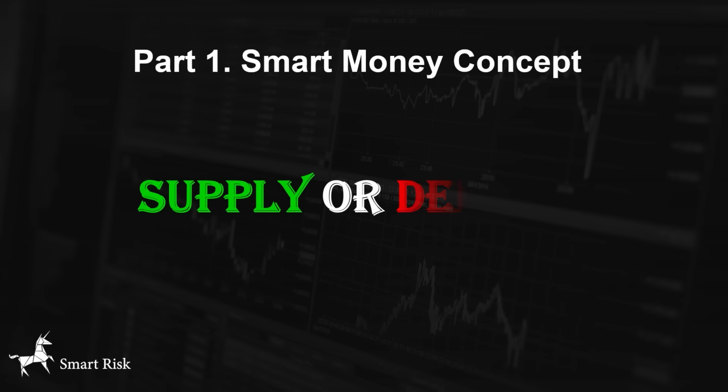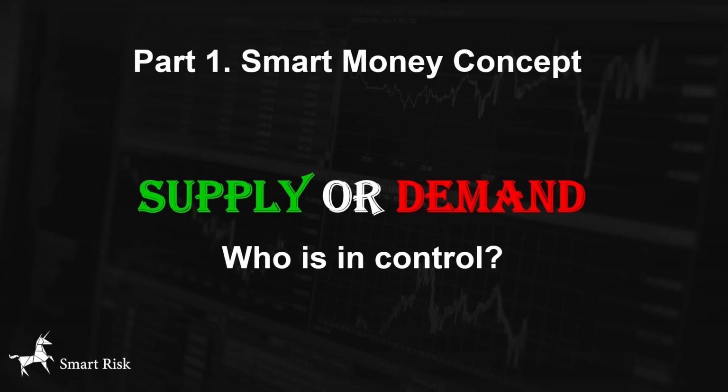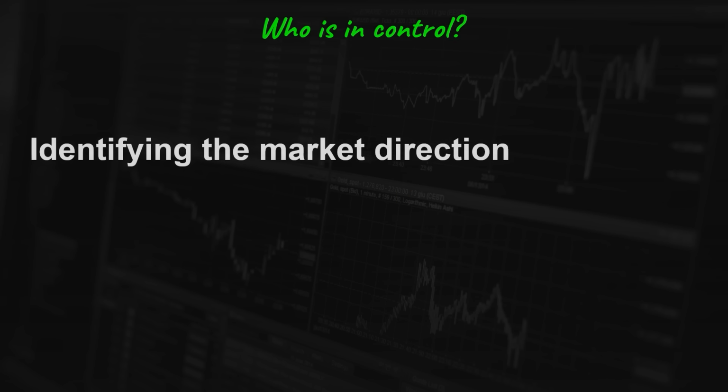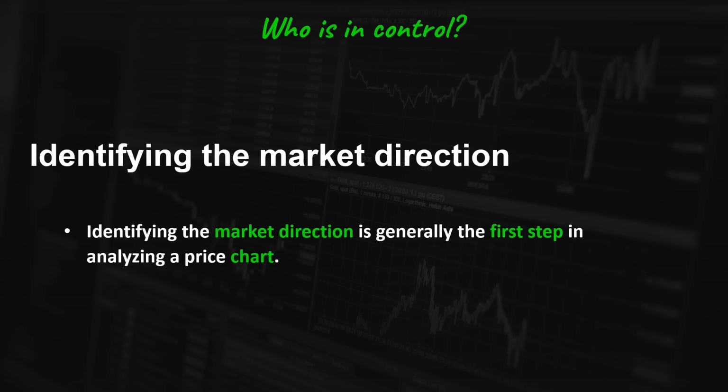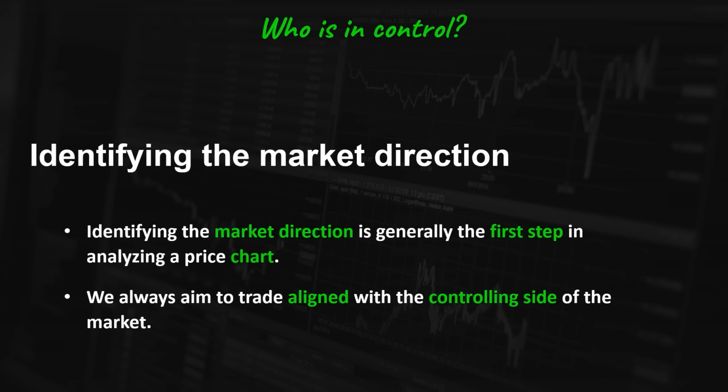Let's start with the basic concepts and fundamentals. Identifying the market direction. Supply or demand. Who is in control? Identifying the market direction is generally the first step in analyzing a price chart. We want to identify the trend and determine if the buyers or sellers are in control. We always aim to trade aligned with the controlling side of the market.